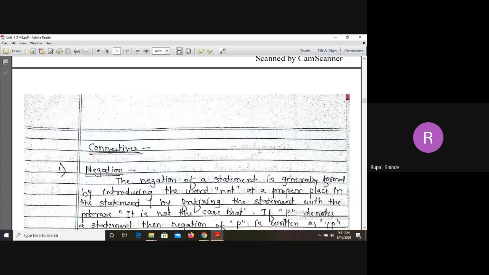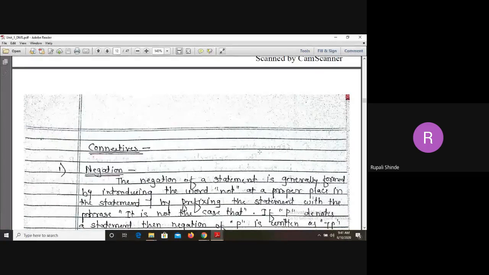That is, what are the different connectives? Many examples are asked based on these. So, there are different connectives like negation, conjunction, disjunction, conditional, biconditional. I think this part is covered in 12th also.